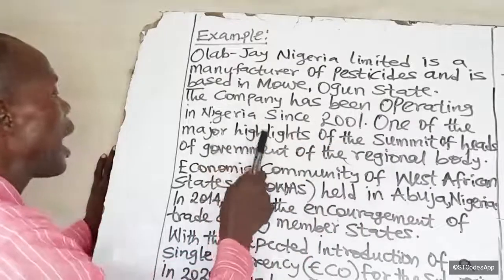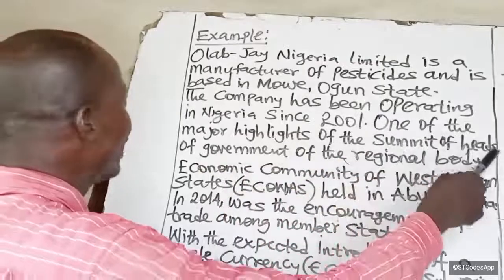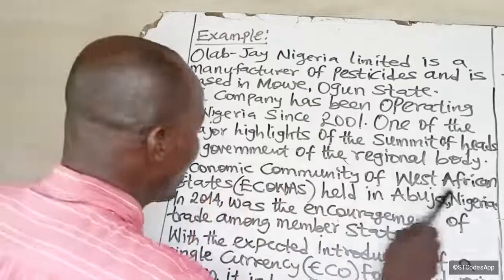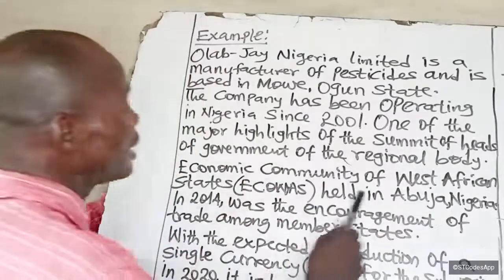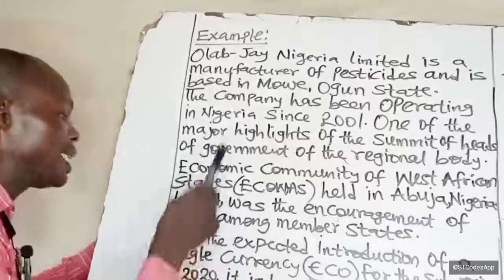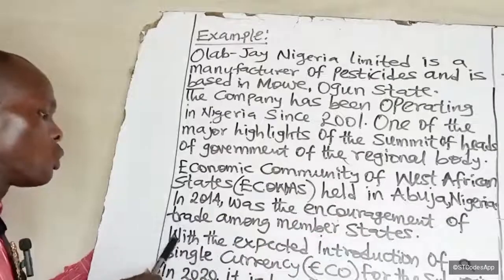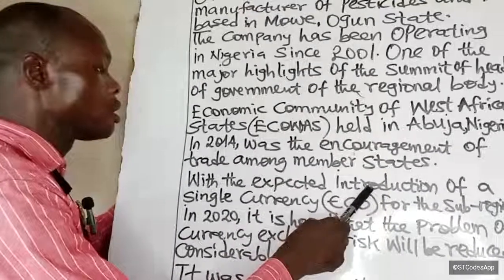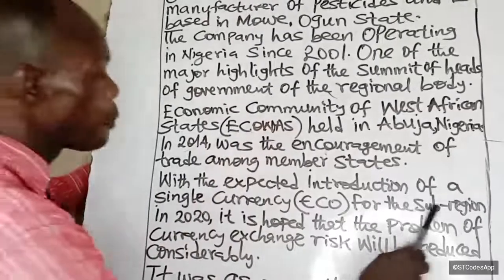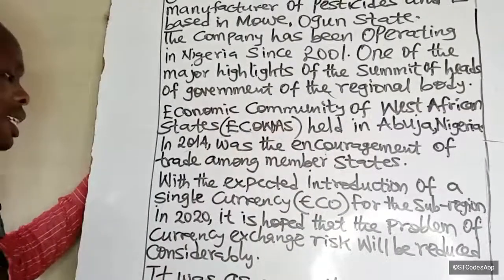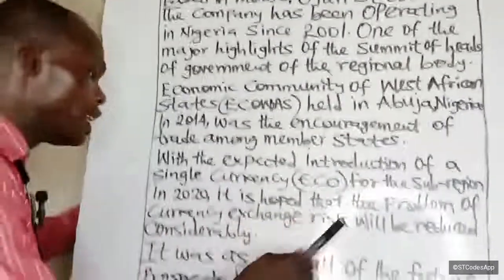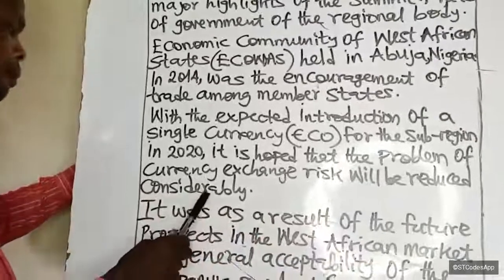One of the major highlights of the Summit of Heads of Government of the regional body, Economic Community of West African States, ECOWAS, held in Abuja, Nigeria in 2014, was the encouragement of trade among member states, with the expected introduction of a single currency, ECO, for the sub-region in 2020. It is hoped that the problem of currency exchange risk will be reduced considerably.